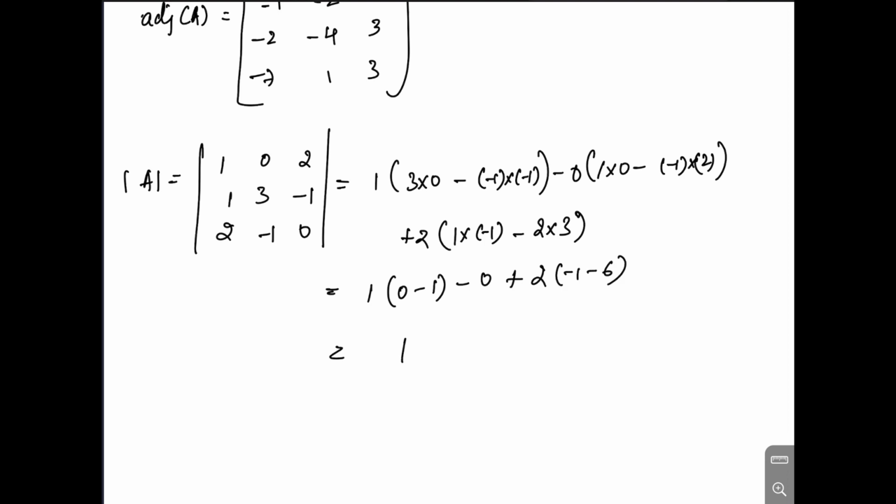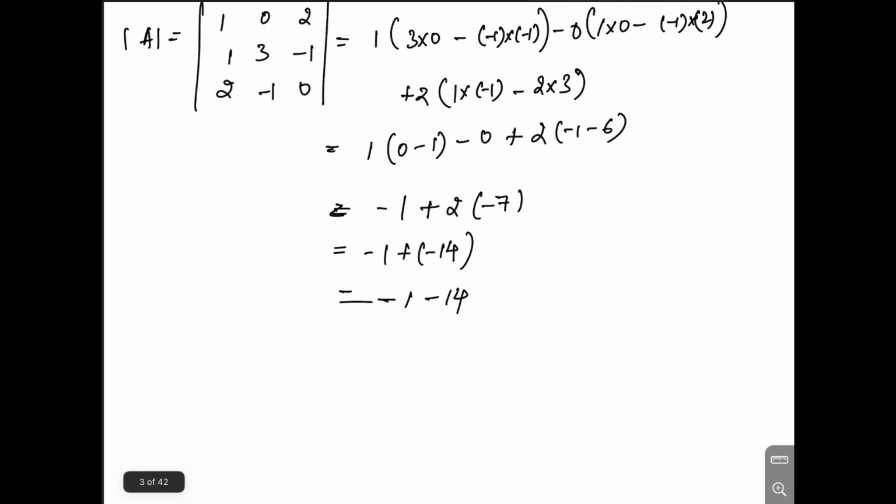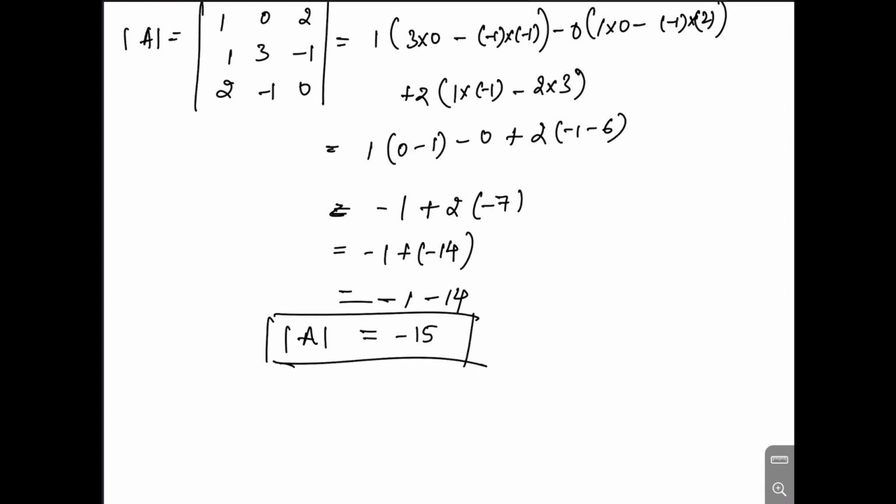So we'll get 1 plus 2 into minus 7. So 1 plus, plus into minus will be minus 14, I can say. So minus 1 minus 14. So finally we'll get minus 15. So the determinant of matrix A is minus 15.